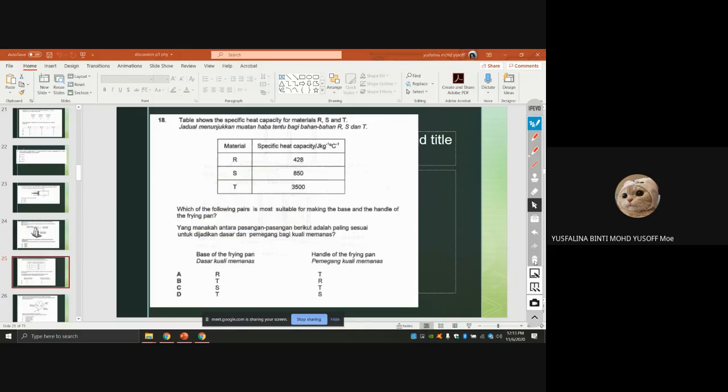The table shows the specific heat capacity for materials R, S, and T. Which of the following pairs is most suitable for making the base and the handle of the frying pan? For this one, the base of the frying pan must be easy to heat up, the temperature must rise easily. So of course the specific heat capacity should be lower. So the base must be R, and the handle should have high specific heat capacity. So R and T. So number 18, the answer is A.